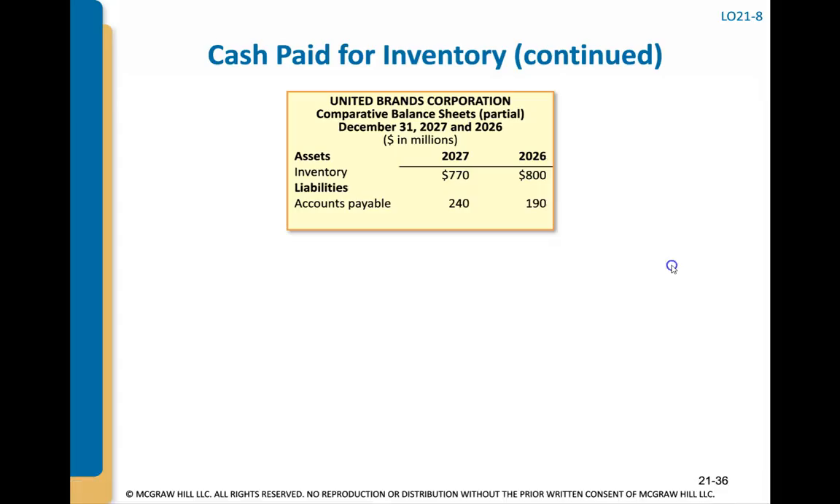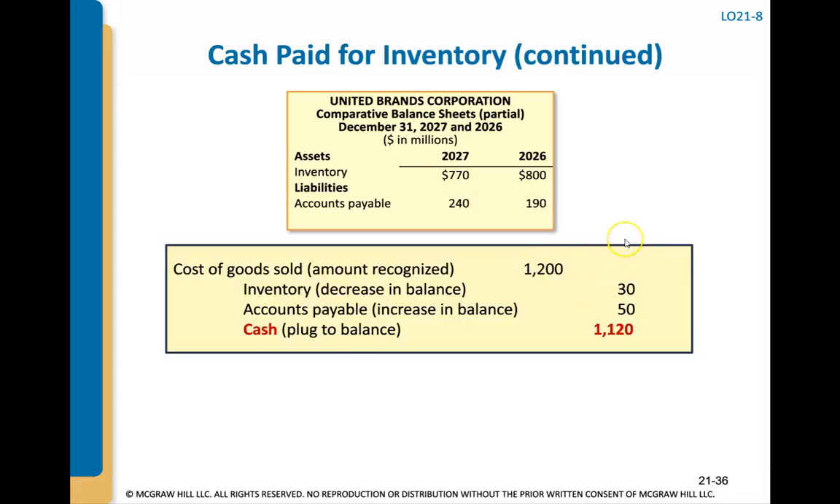Let's do this the journal entry way. The journal entry is we're going to start with our cost of goods sold per our income statement. And when we increase an expense, we are going to debit it. So cost of goods sold debit $1,200. Then we look at our balance sheet items related to that cost of goods sold amount. And we look at the inventory. I'm sorry, the inventory decreased by 30. So a decrease in an asset is a credit. So we're going to credit our inventory by 30.